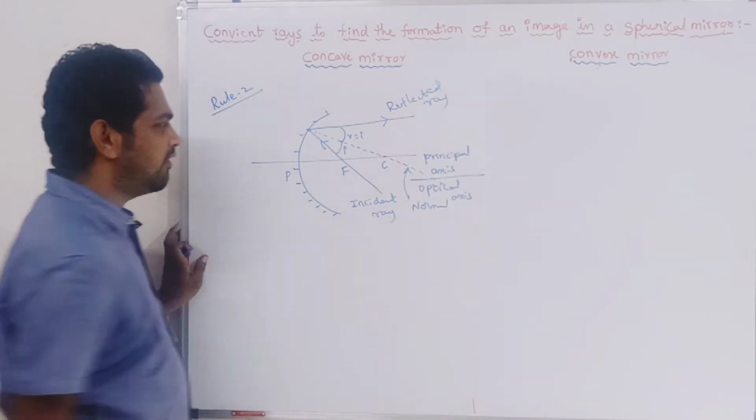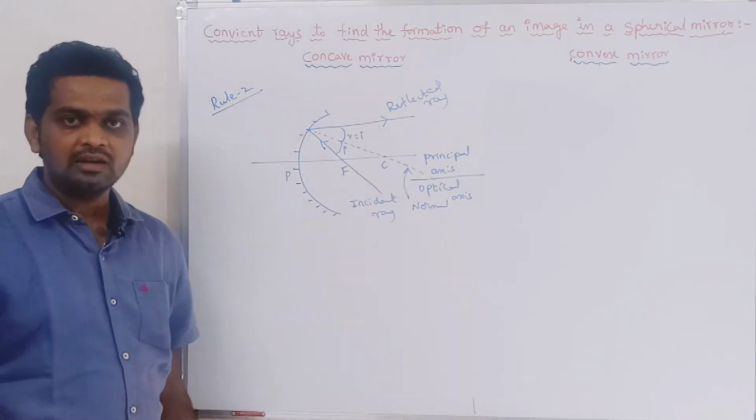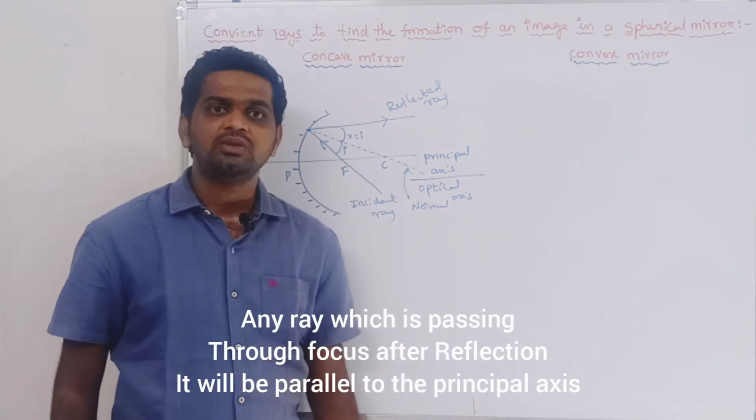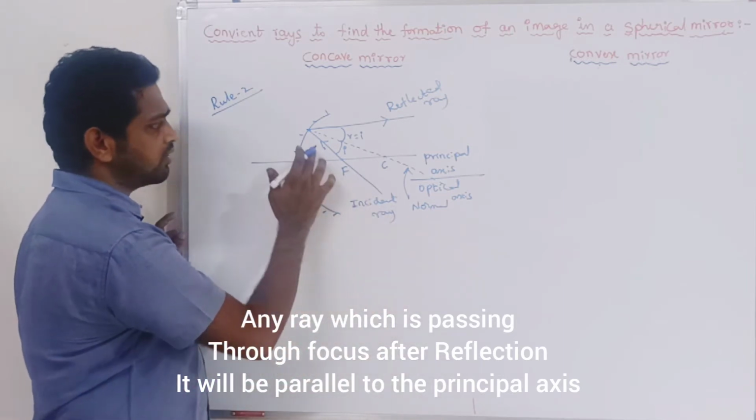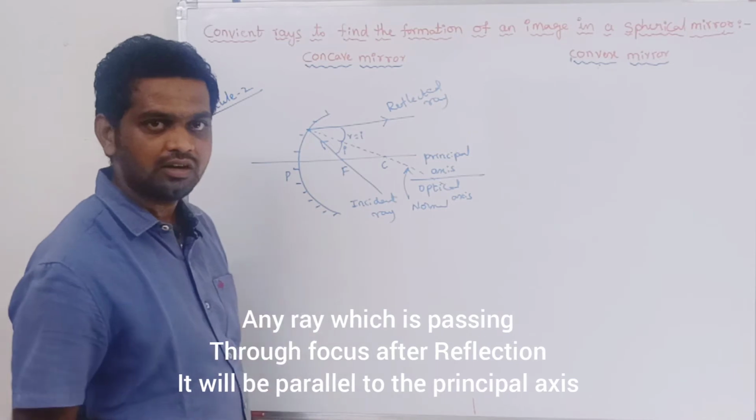Clear? After applying i is equal to r, you will get the reflected ray parallel to the principal axis. Clear, children? So a ray which is passing through focus, after reflection, will be parallel to the principal axis in the case of a concave mirror.